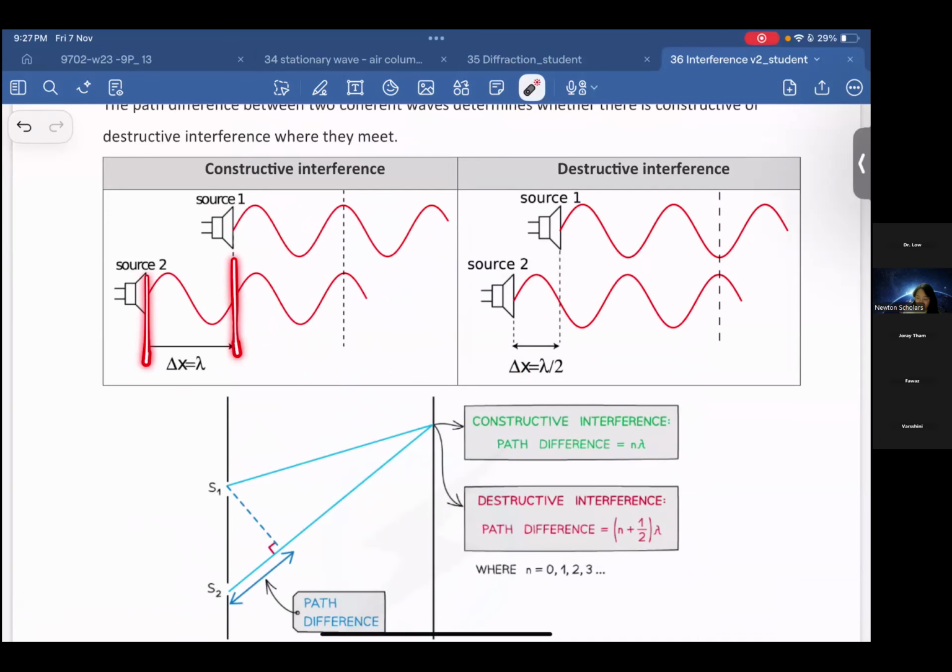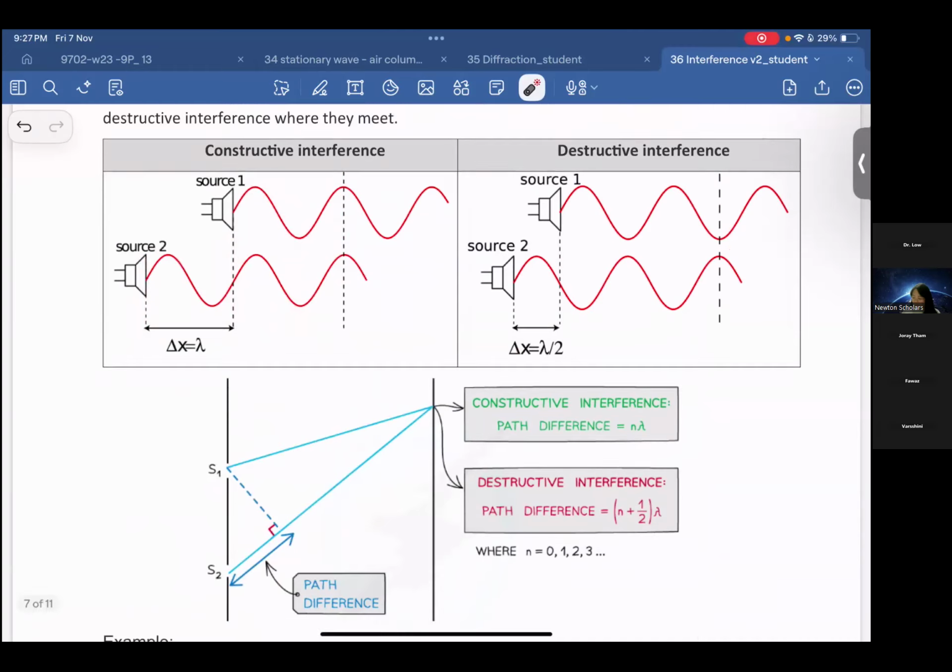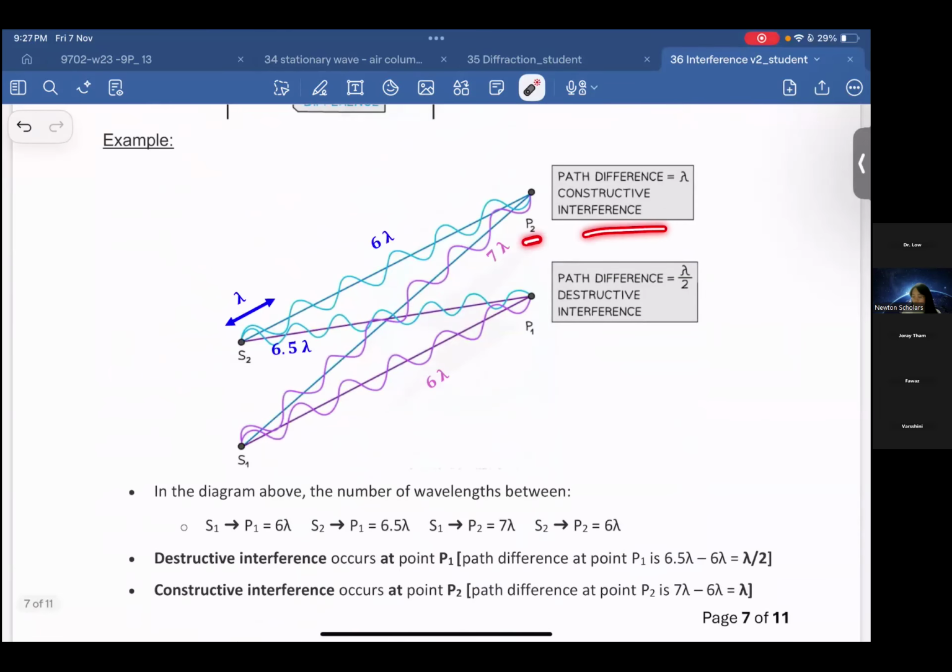One complete wavelength different. At the end, their phase difference at here, crest will meet with crest or trough will meet with trough. So all the time at this P2, they will get a constructive interference. Until here, were you able to understand my idea, dear? Did you get the idea?